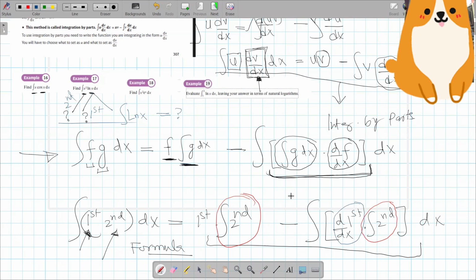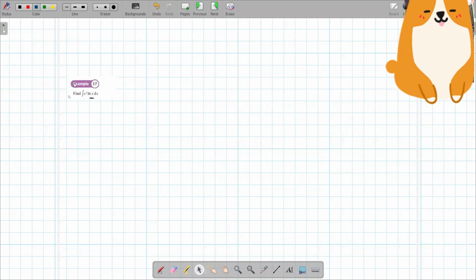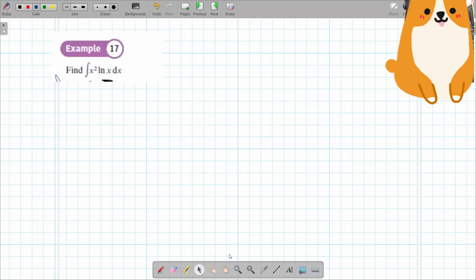So the rule is the first function should be taken such that its derivative is easy, and the second function should be such that its integration is easy. Okay. So now let's start applying this formula on an example. Let's add a new page. Example 17, for example, this one we want to find.